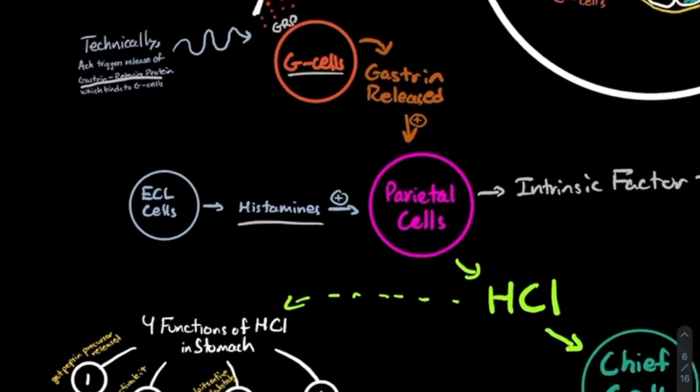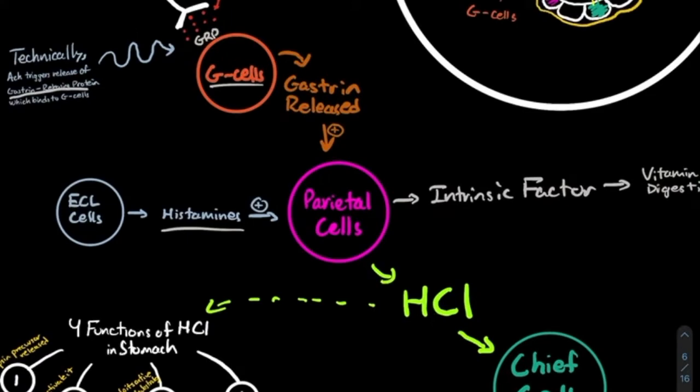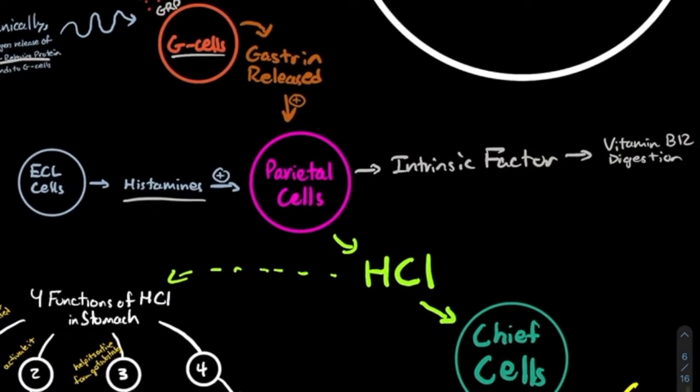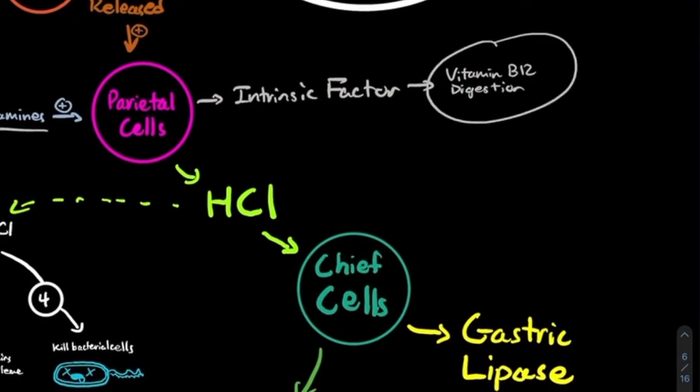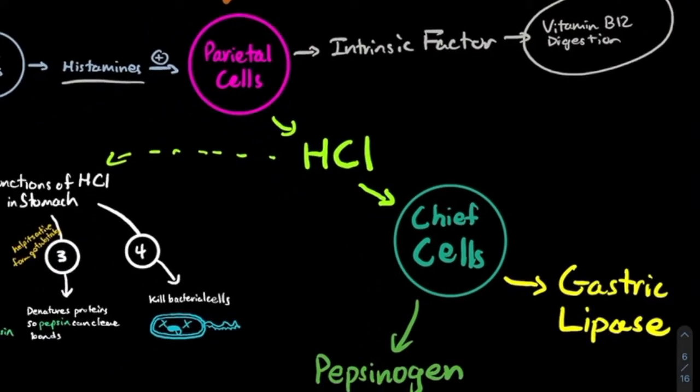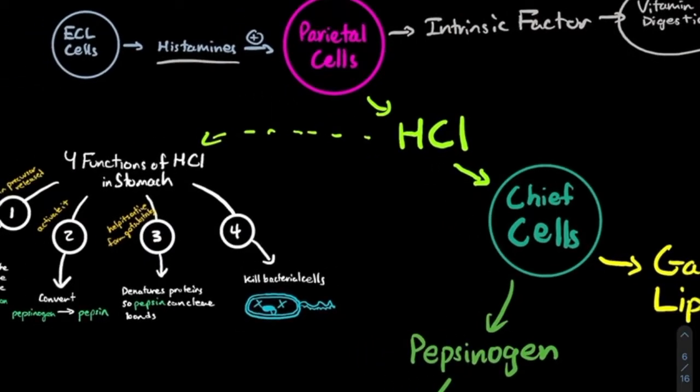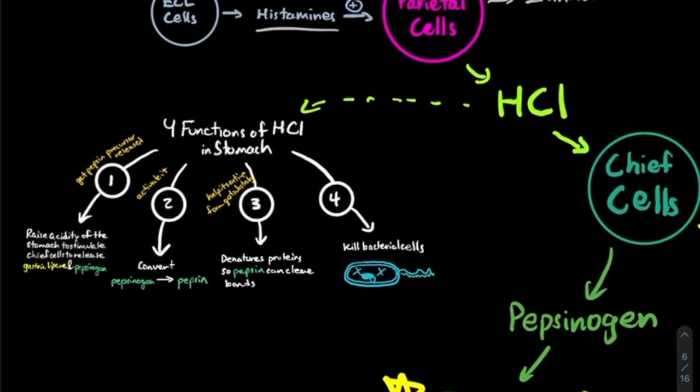And so now with these parietal cells upregulated, they start secreting intrinsic factor. Intrinsic factor, all you should know is it helps in vitamin B12 digestion, okay? But more importantly, they secrete hydrochloric acid, all right? This is a big dog. Remember, we have a pH of 2 and we need to get there somehow. And that's through these parietal cells secreting hydrochloric acid. There's actually 4 functions of hydrochloric acid that you should be aware of for the exam.